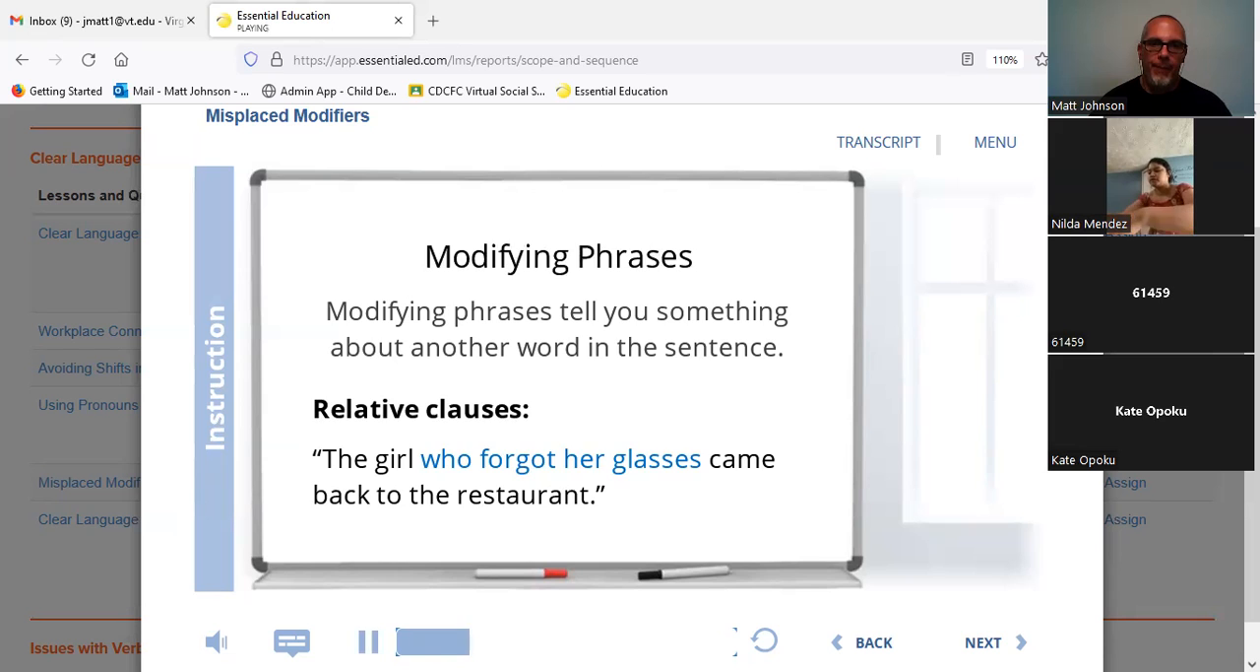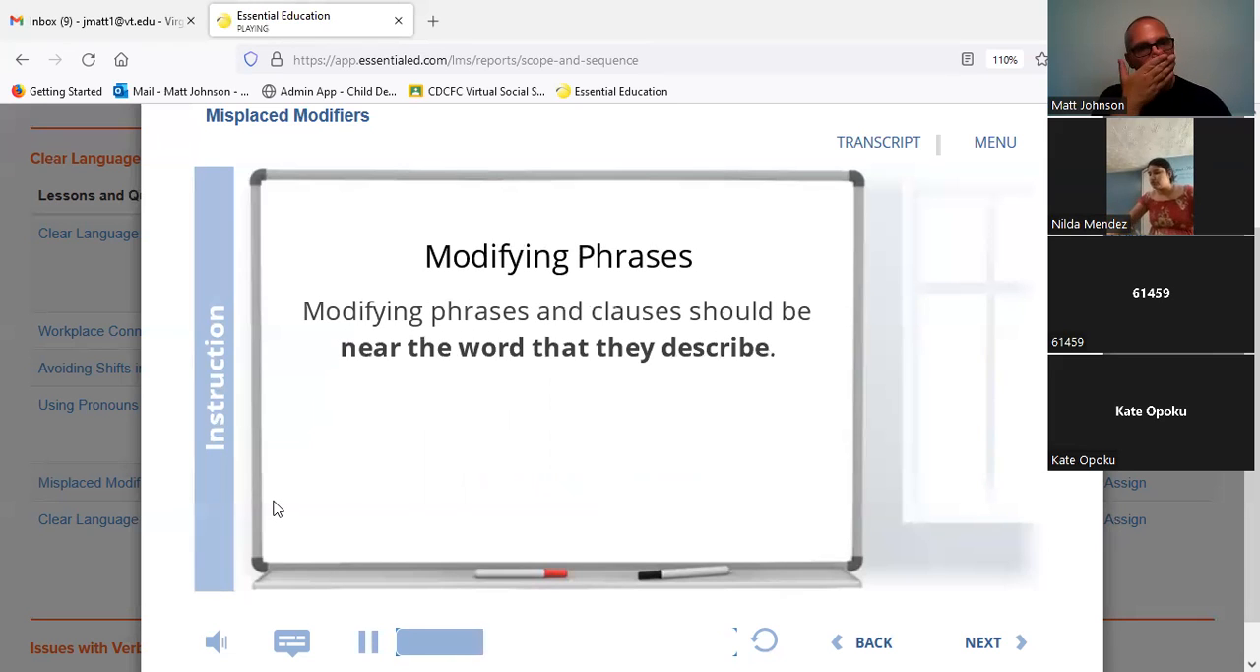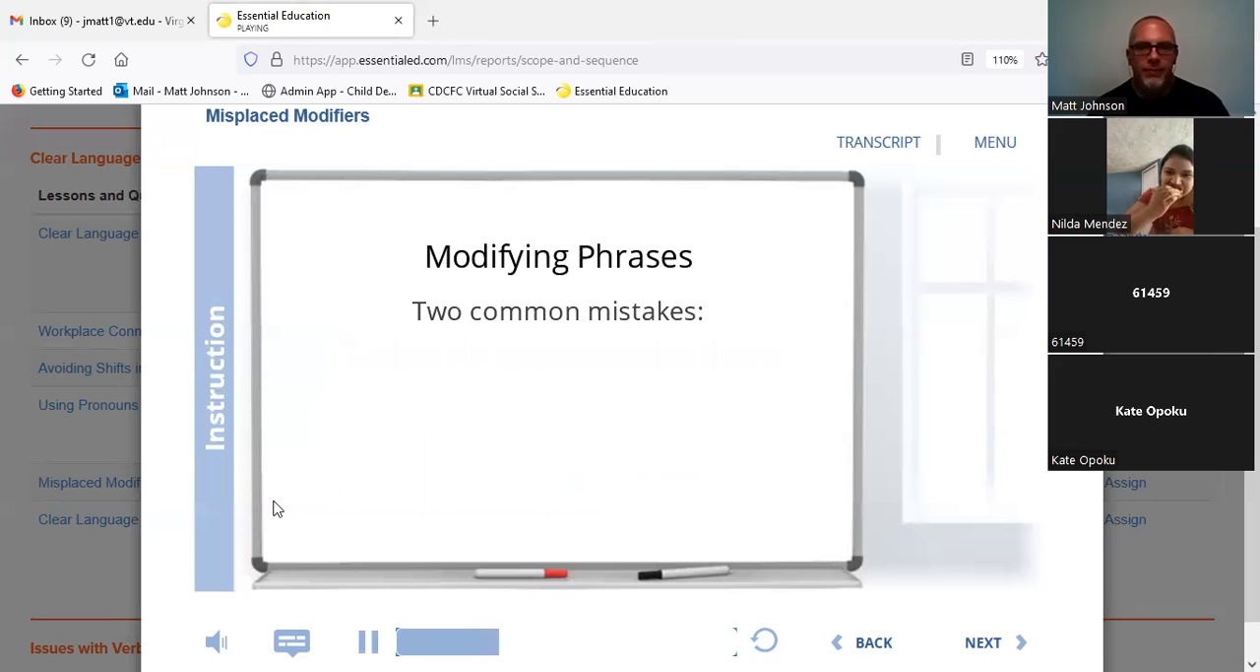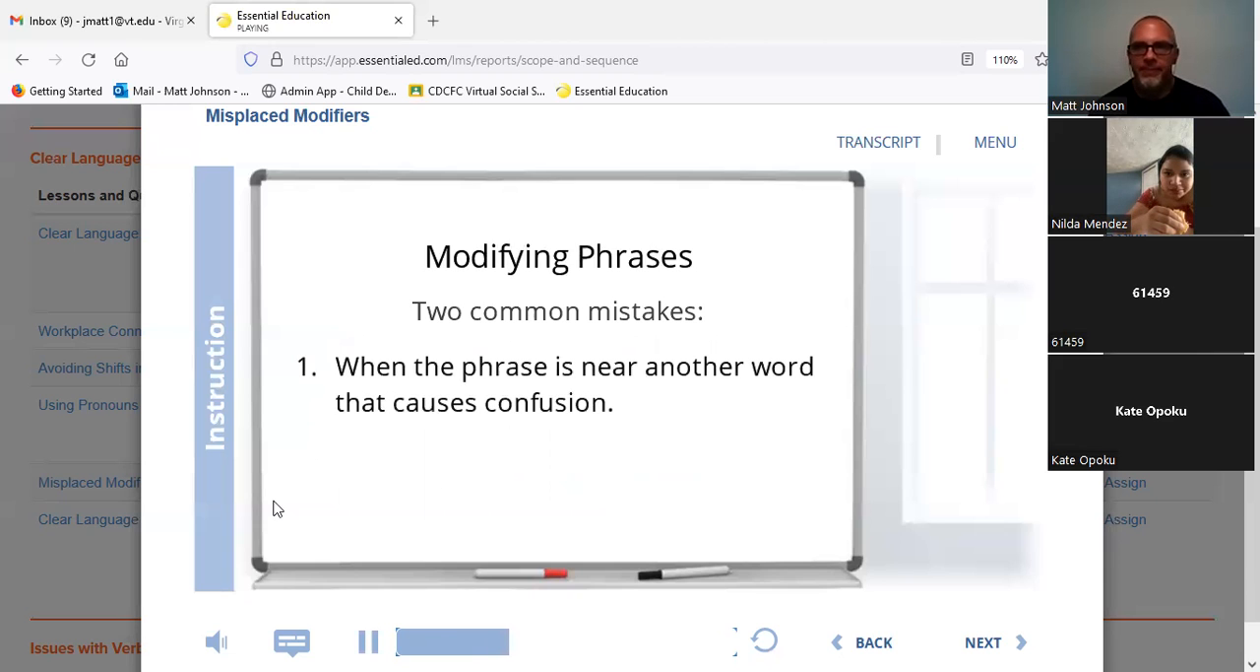Glasses came back to the restaurant. Modifiers should be near the word that they describe. Usually the phrase is just after the noun it describes. There are two common mistakes with placing modifying phrases.